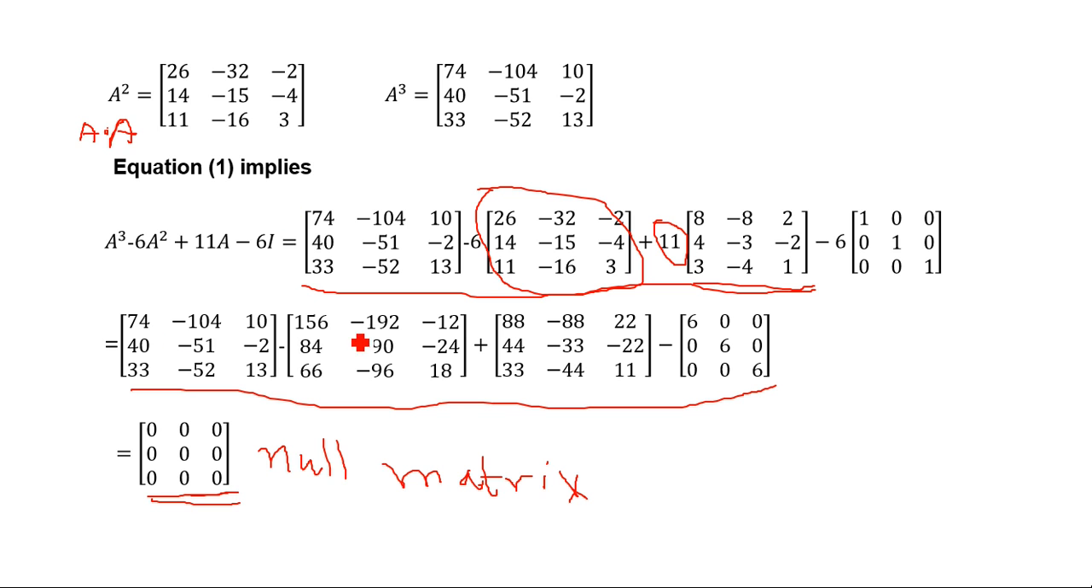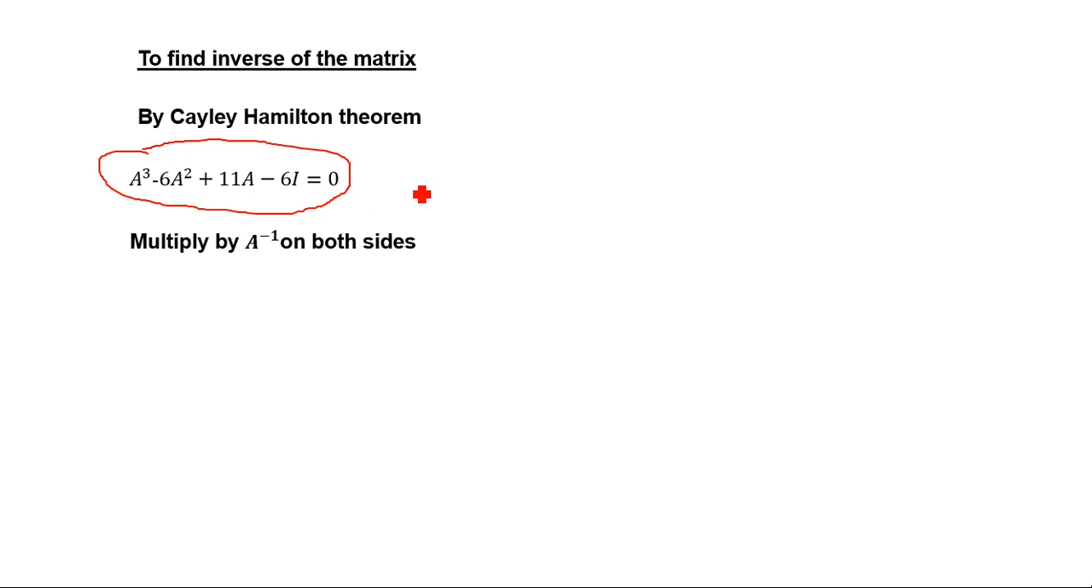So once you get that null matrix here, next you have to find that A inverse. So how to find the A inverse? By the Cayley-Hamilton theorem, already we proved that A cube minus 6A square plus 11A minus 6I equal to 0. Then multiply by A inverse on both sides. When you multiply by A inverse on both sides, what you get? A square minus 6A plus 11I minus 6 A inverse equal to 0.